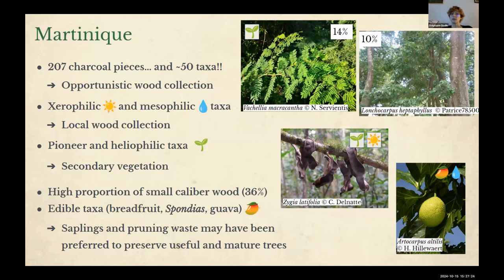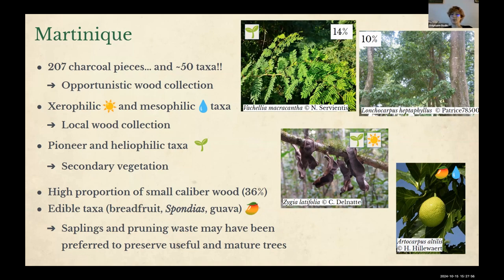So it made us conclude that people were taking wood in the environment close by. So it gives insight on the wood collection. And then we found also pioneer taxa and heliophilic taxa in the charcoal record. And so it shows that the vegetation was secondary, and that's what we were expecting, because the vegetation was degraded. So it's in accordance with historical text.